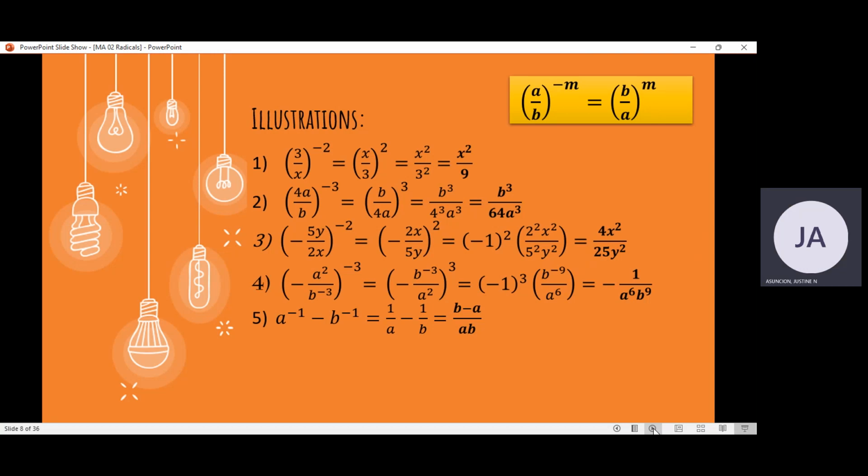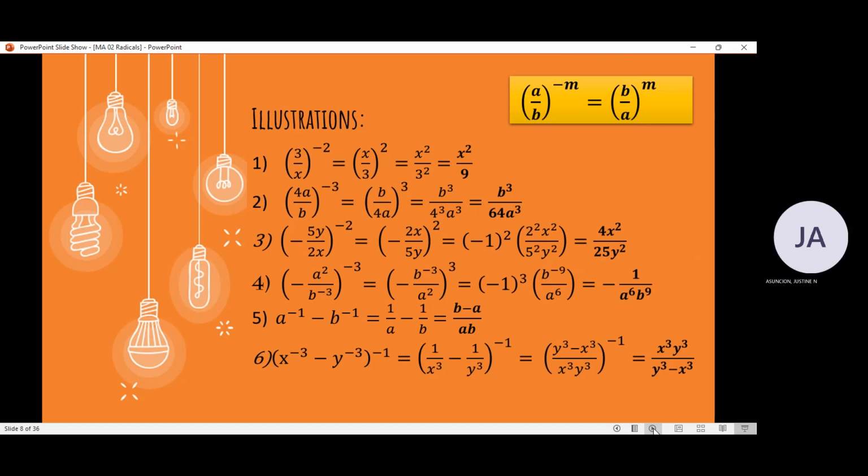And then a raised to negative 1 minus b raised to negative 1 is equal to 1 over a minus 1 over b, which is equal to b minus a over ab. Okay. The next one: x raised to the quantity x raised to negative 3 minus y raised to negative 3, all raised to negative 1. And so that's 1 over x cubed minus 1 over y cubed, raised to negative 1. So applying the rule, we'll have here x cubed y cubed all over y cubed minus x cubed.